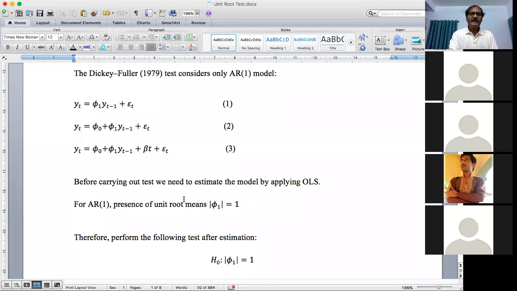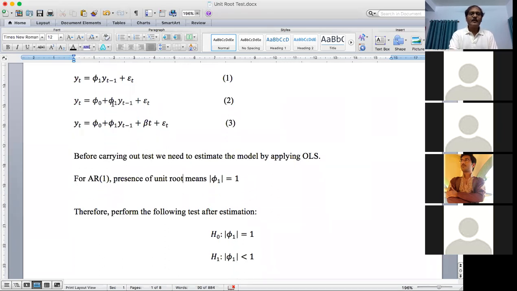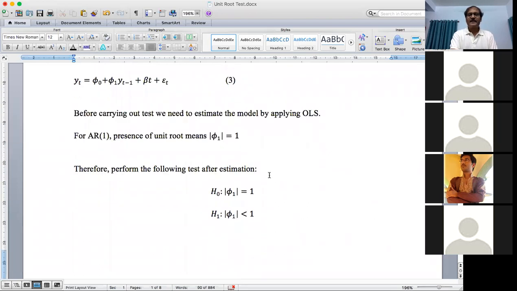Now, conceptually, if the value of phi1 is equal to 1, then we can say that the series contains unit root. Therefore, for AR1, the presence of unit root means the absolute value for phi1 should be equal to 1. Therefore, in unit root test, the basic hypothesis we have to test is mod phi1 is equal to 1. This is our null hypothesis. And the alternative, mod phi1 less than 1.